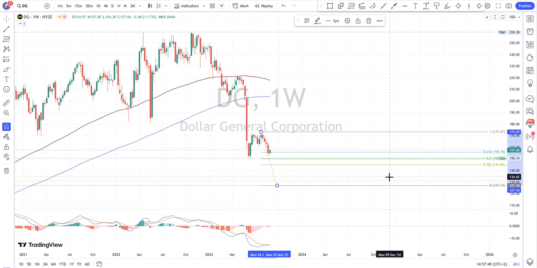So the first resistance is around 144. But intraday, it could not rebound that much. This is more for the medium term. But for intraday, around 127 is the key point to watch. Above or below, then you know the strategy to follow. All right, that's the simple technical analysis for it.